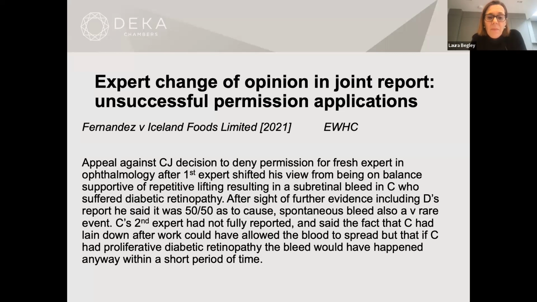And the claimant's expert had, a little bit like the other case, his original opinion had been just borderline in supporting the claimant's case on causation.